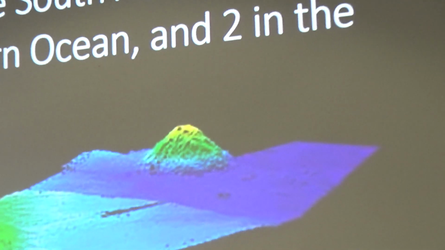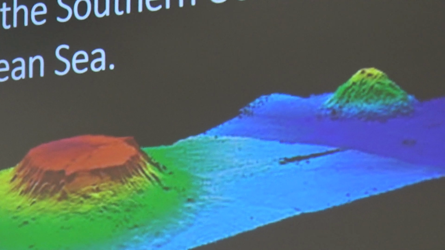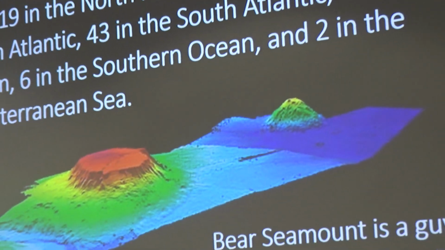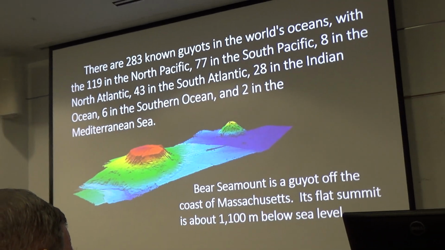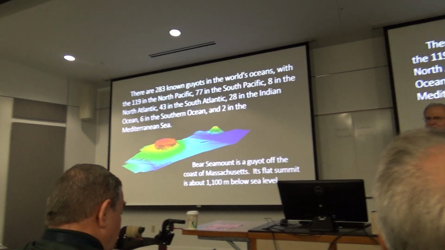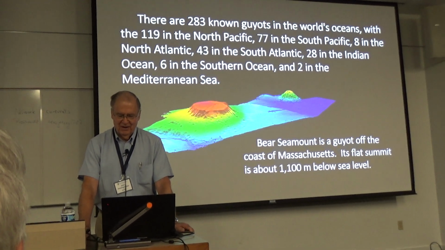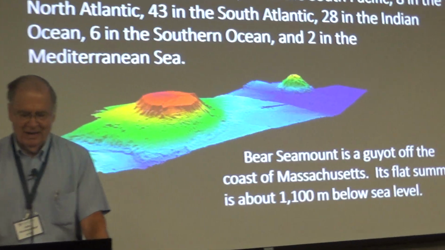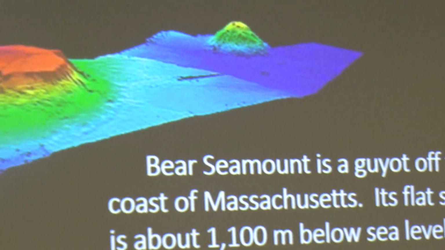There are about 200 of them in the Pacific Ocean, 8 in the North Atlantic, 43 in the South Atlantic, 28 in the Indian Ocean, 6 in the ocean around Antarctica, and even a couple in the Mediterranean Sea. And this image is of the Bear Seamount off the coast of Massachusetts. Its summit is almost 3,500 feet below sea level, and it formed much earlier in the flood, back in the Mesozoic, and it's in some of the deepest part of the Atlantic Ocean today.